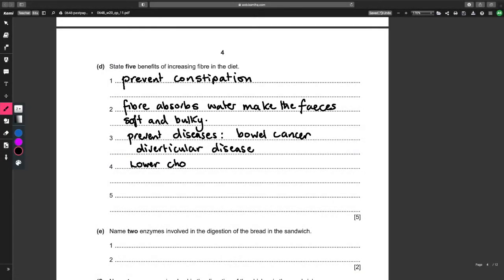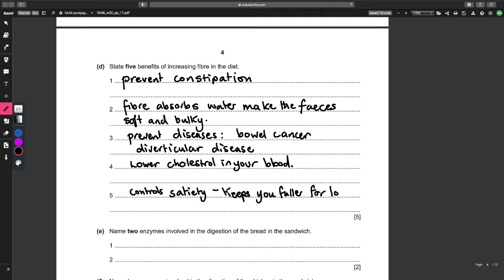Okay, it lowers cholesterol, that's the bad kind. It also controls satiety. In other words, it keeps you fuller for longer. So it keeps you fuller for longer, thus helping with weight management.